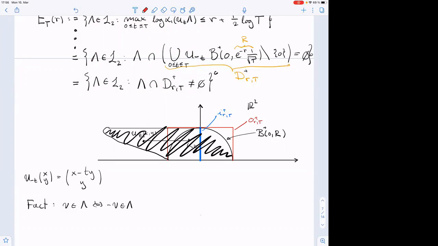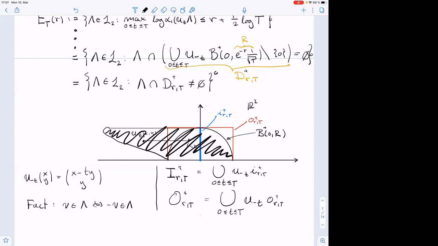And then we're going to apply u minus t to these two and take the union. So we're going to define capital RT plus as the union over all times between 0 and capital T, u minus t of small IRT plus, and big O of RT plus is analogously the union from 0 up to capital T, u minus t ORT plus.